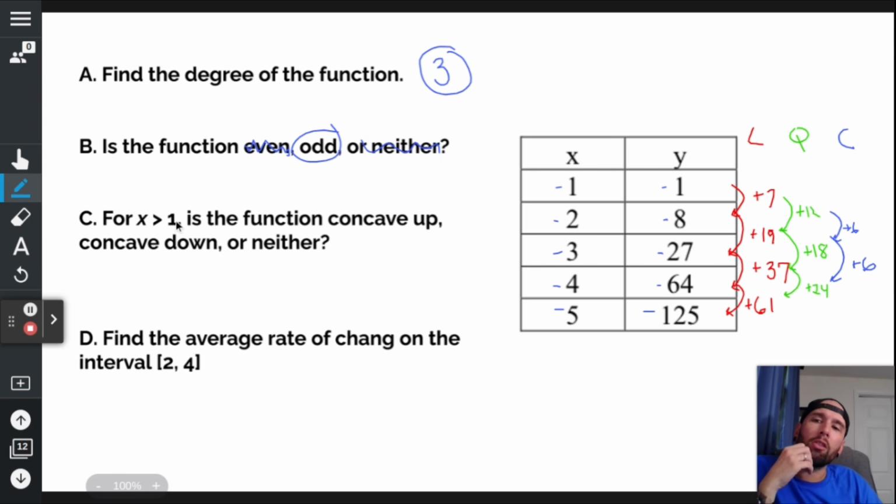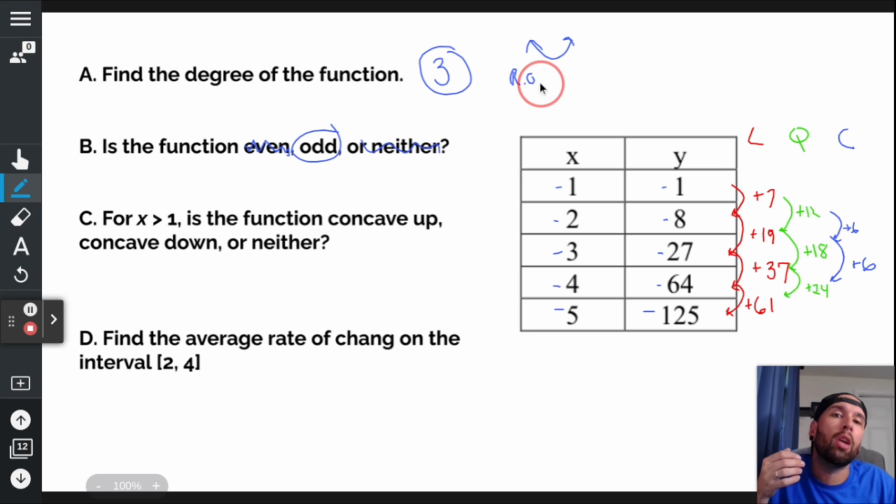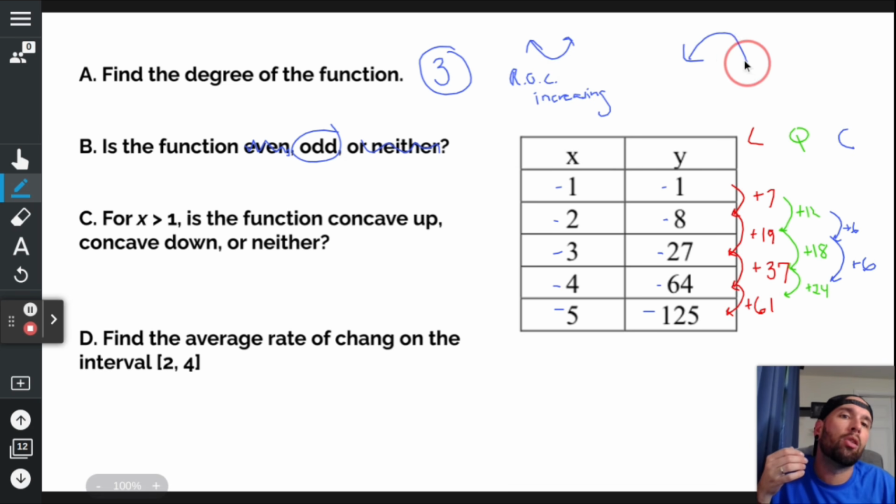For x greater than 1, is the function concave up, concave down, or neither? Again, we're going back to the first 3 sections of Unit 1. If something is concave up, it looks like this. That means the rate of change is increasing. Remember that phrase? You need to. If something is concave down, it looks like this. That means the rate of change is decreasing. Rate of change is found by going to where it's linear and seeing what your numbers are doing. 7 turned into 19, got bigger, which turned into 37, got bigger, which turned into 61, got bigger. Oh, look, my rate of change increased. So what is it? Concave up.